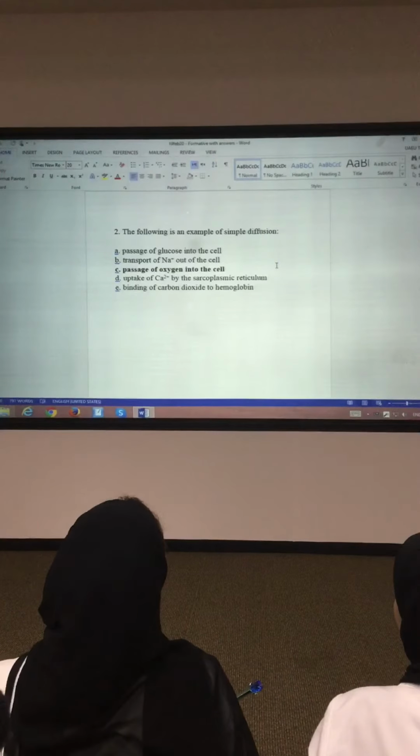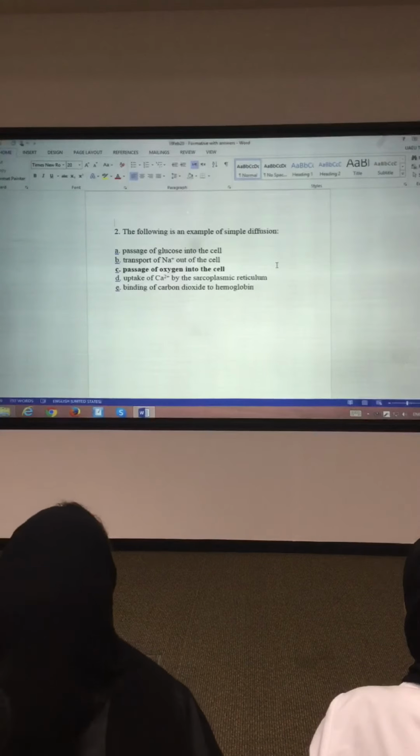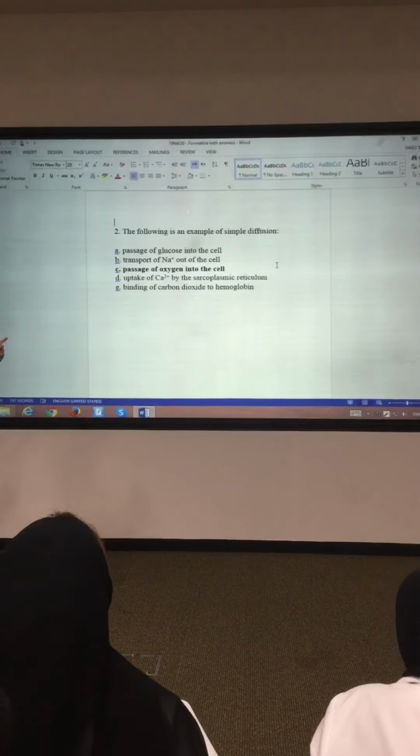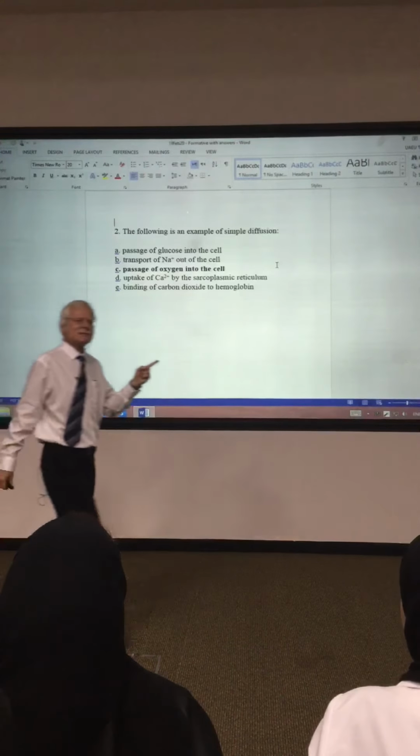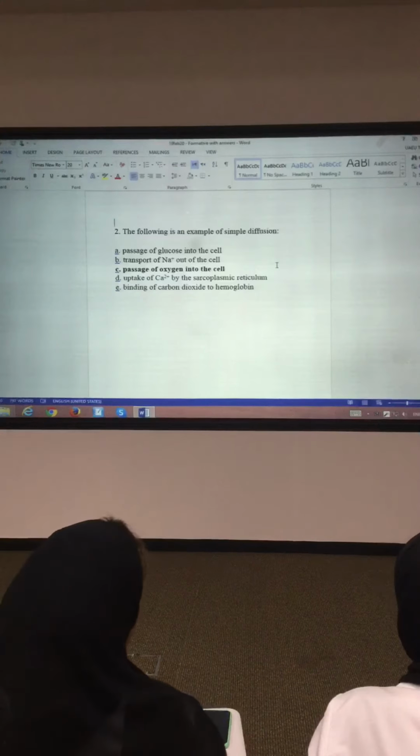The following is an example of simple diffusion. 20% chance of getting it right again. Any questions about that? I mean, any doubts, or are you pretty confident of that answer? Yeah?